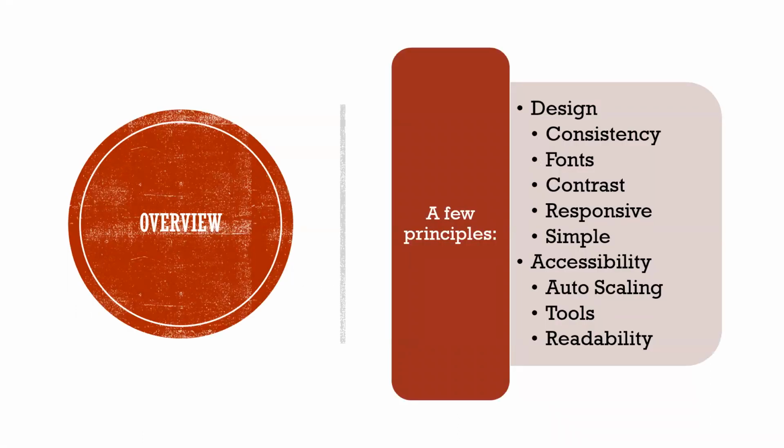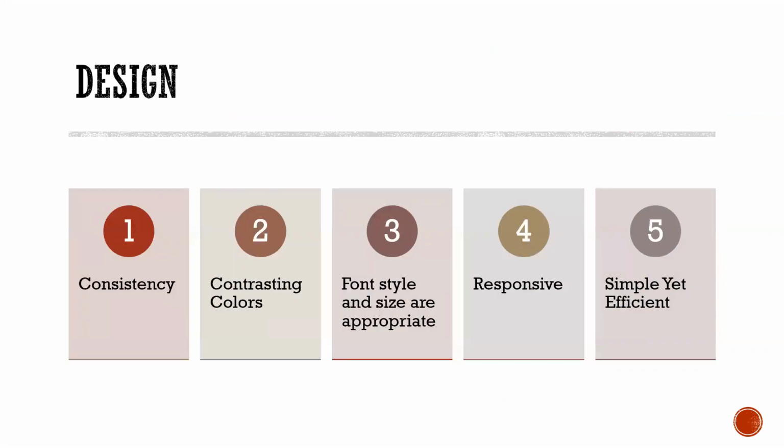So all right, the overview. We're going to cover design and accessibility. In design, we're going to cover consistency, fonts and text, contrast, responsiveness, and a simple design. And in accessibility, we're going to be covering auto scaling, tools, and readability. All right, so design. We want a consistent design, contrasting colors, font style and size that are appropriate, and also a responsive navigation bar and simple but yet efficient navigation.